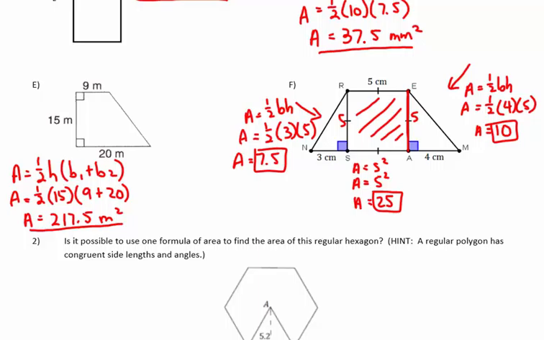So if you notice, I could, at times, given enough information, break apart a trapezoid to make other shapes and then add these shapes together. So what I would do is add the three pieces together. I have 7.5, 25 plus 10, which gives me a total of 42.5 centimeters squared.